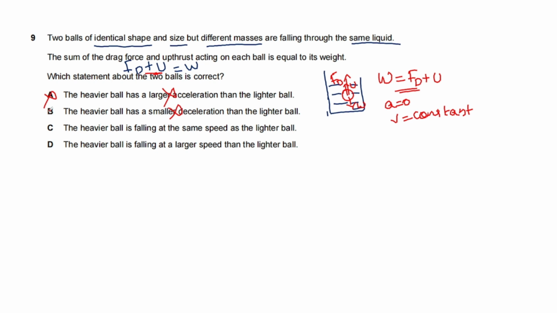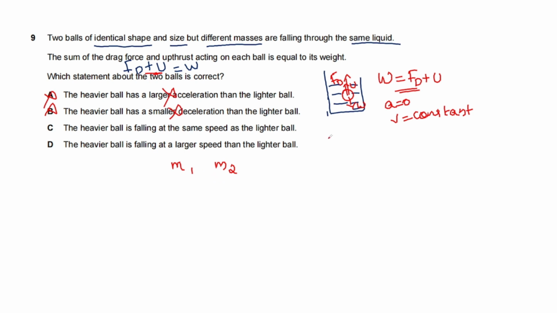So option A and B are wrong options. Then let's check the other two options. The heavier ball is falling at the same speed, or it is moving at a larger speed than the lighter one. Since we know that the balls have different masses, let's consider the masses of the two objects like this, M1 and M2.